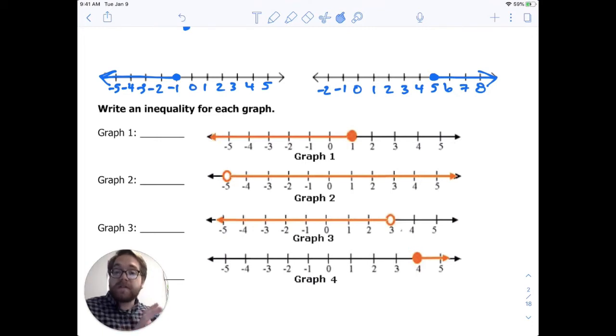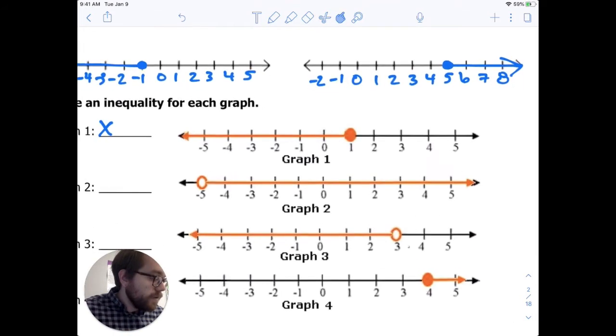numbers or some series of numbers that are included in this, and we use x to represent all of those numbers. Remember, that's what a variable does. It represents unknown numbers or a whole bunch of different numbers. And so we know we're going to have an x, a variable. Now we need to figure out what our symbol is. What's our symbol? Is it less than, greater than, less than or equal to, greater than or equal to?